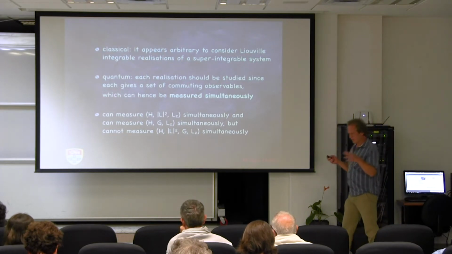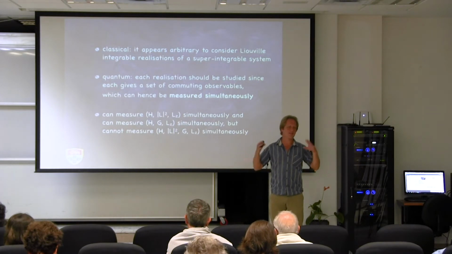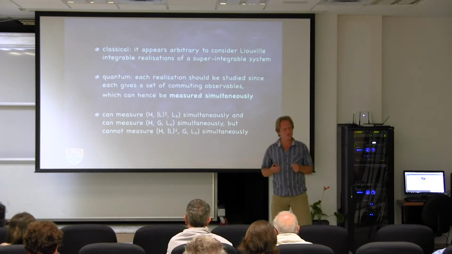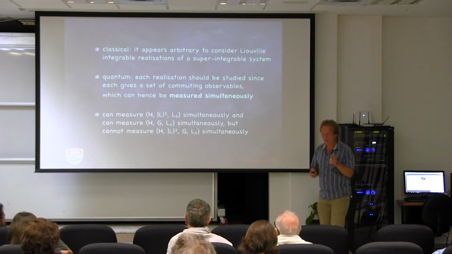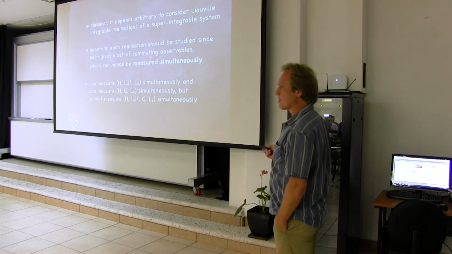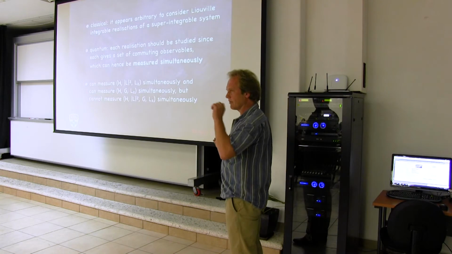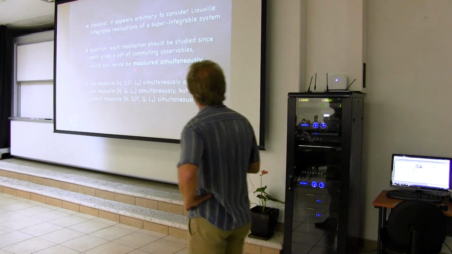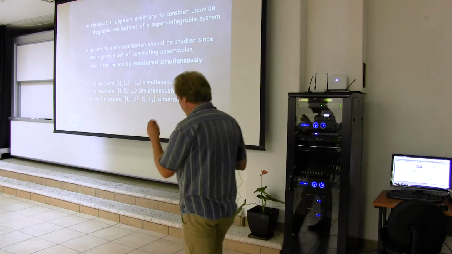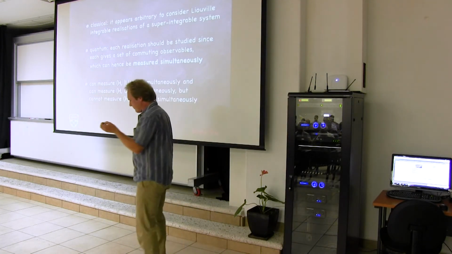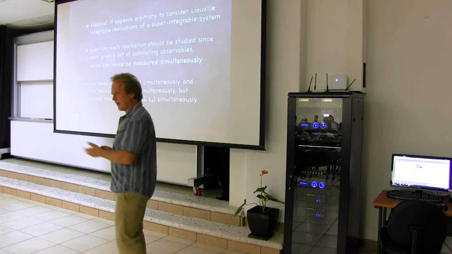Classically, of course, what one should do is use the geometry of super-integrable systems, which has a nice geometric description, and one shouldn't butcher the system and force it to be Liouville integrable if it's not to begin with. But I think in the quantum case, the situation is slightly different, because each Liouville integrable realization gives you a set of commuting observables. So it means it gives you observables that, in principle, you can measure simultaneously. And that's a good thing.